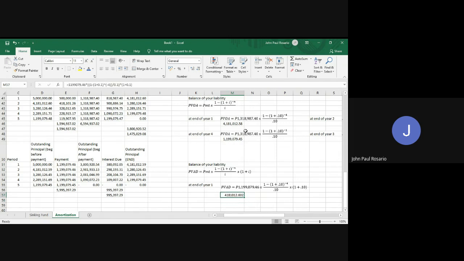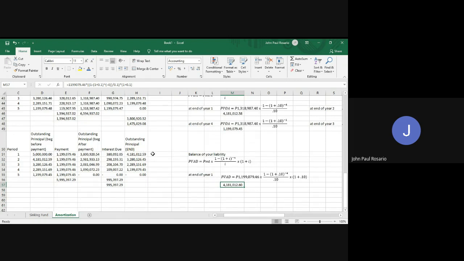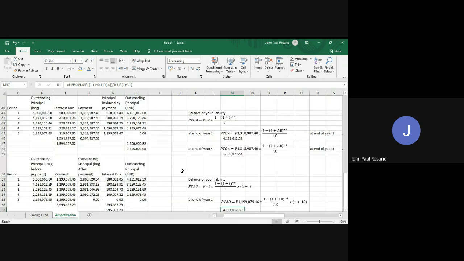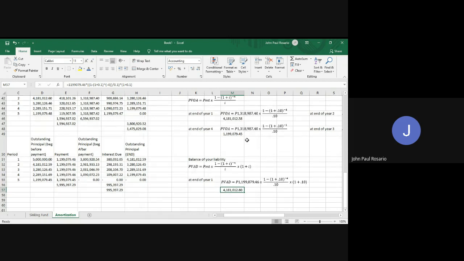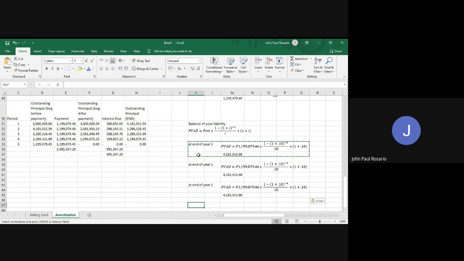Okay. So as you can see here, it's the same. If you want to check it here, the balances are similar, despite having different payments. Why? Because this is annuity due. We made our payments at the beginning of each period, not at the end. So at the end of year 2, let's just copy and paste this: year 2, year 3, year 4.